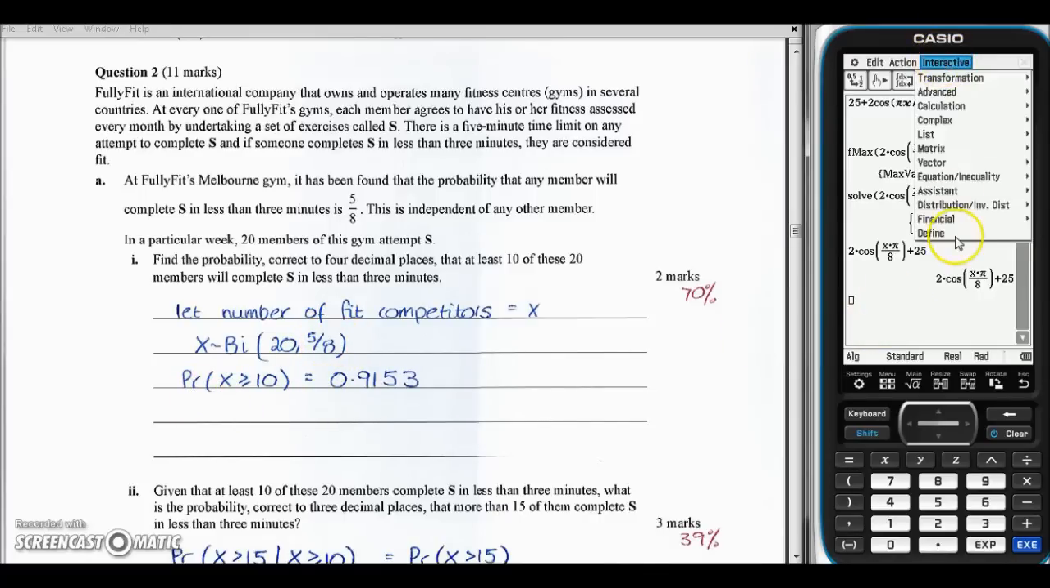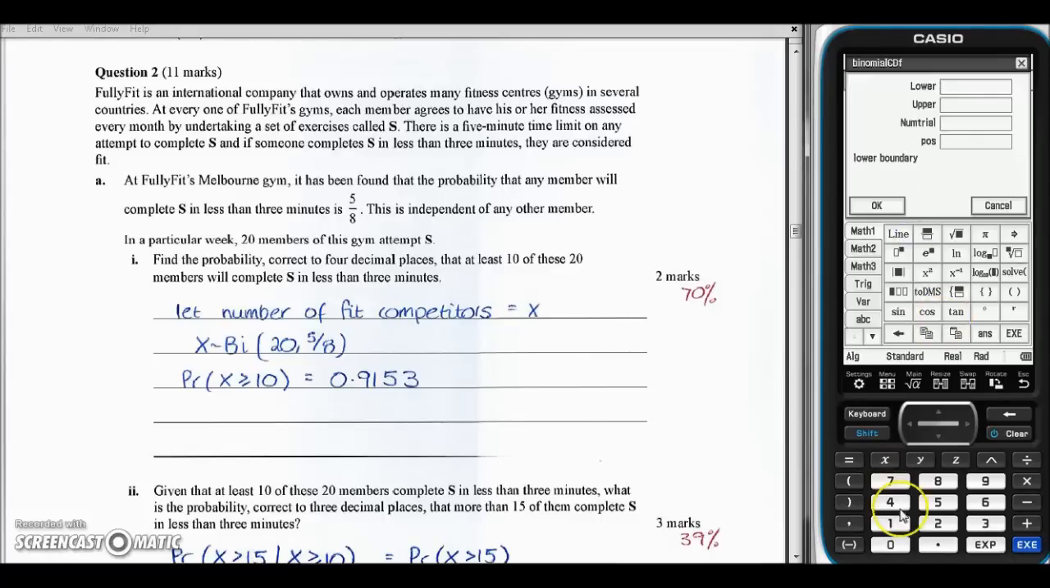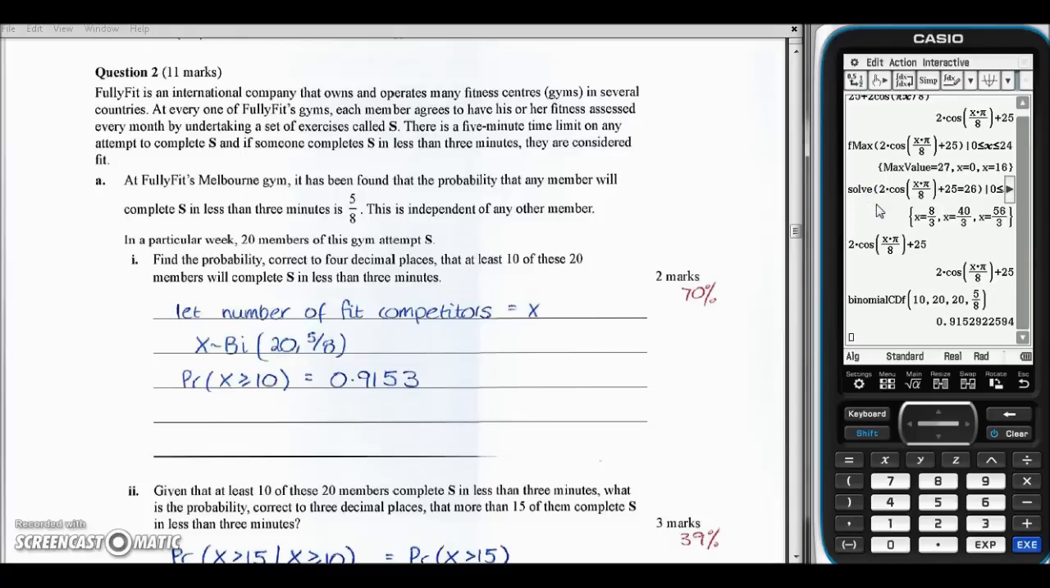Get your calculator out, go into discrete binomial CDF, and our lower will be 10, our upper will be 20, our number of trials will be 20, and our probability of success is 5 on 8. And that will give me the correct answer. Hopefully, yep, 0.9153. Remember, we want 4 decimal places. So a lot of people got that right.